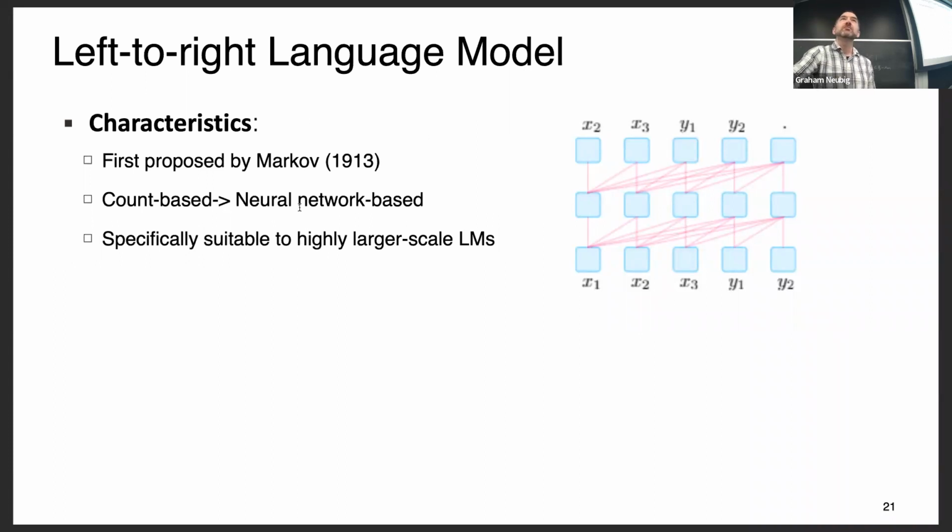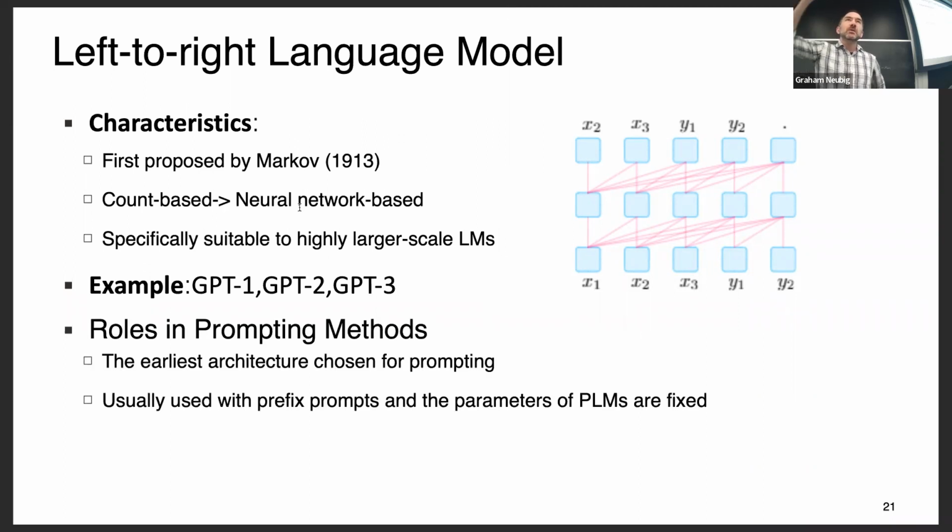So we've transitioned from count-based to neural network-based ones. This is especially suitable for large-scale LMs, and we've seen a lot of them: GPT-1, 2, 3, Bloom, OPT, Palm, etc. And the role with respect to prompting methods is that it was one of the earliest architectures used for prompting, and it was also usually used with prefix prompts. And they fixed the parameters of the pre-trained language models. So usually you just give a prompt in the prefix and let the model continue saying whatever it's going to say after that.